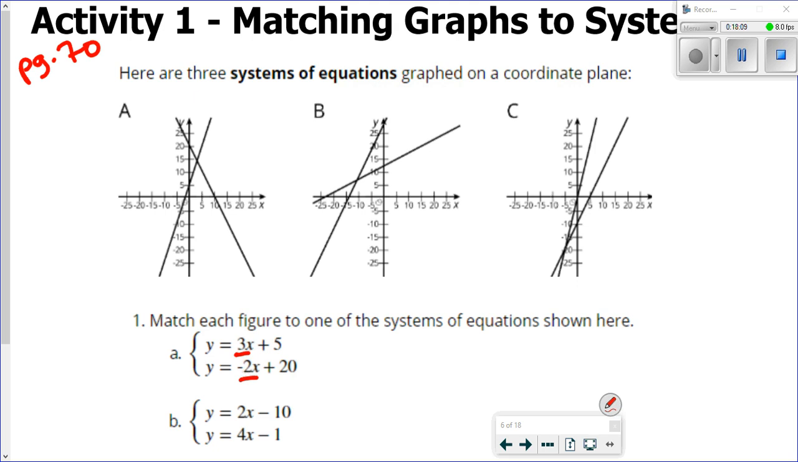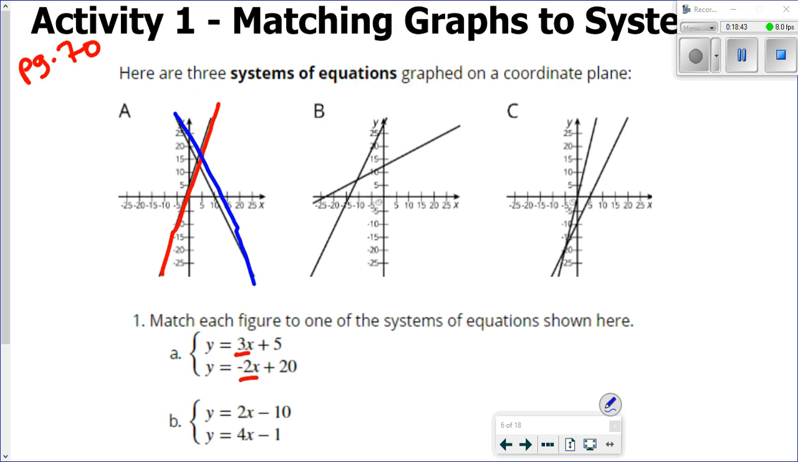So if I have a positive slope of 3 and a negative slope of 2, which of these graphs have both a positive slope and a negative slope? Well, I can eliminate B because both slopes are going up from left to right. I can also eliminate C because, again, both slopes are going up from left to right. Sorry, my calibration must be off. So that leaves me with choice A, which has a positive slope here and a negative slope here.